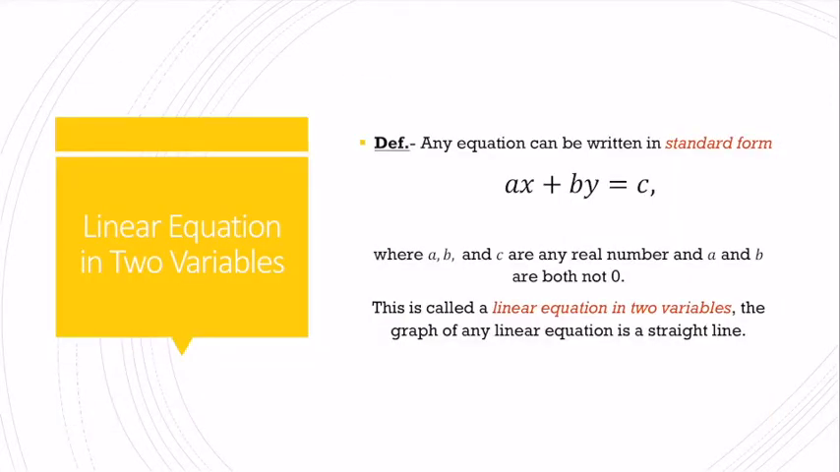A linear equation in two variables can be written in standard form, where I've got ax plus by equals c, where a, b, c are any real number, and a and b are both not 0, right? I have to have at least one x or one y. We call this a linear equation in two variables, and the graph of a linear equation is going to be a straight line. And every point that straight line passes through on our coordinate plane, these points are going to be the solutions. They're going to be points that satisfy this equality.